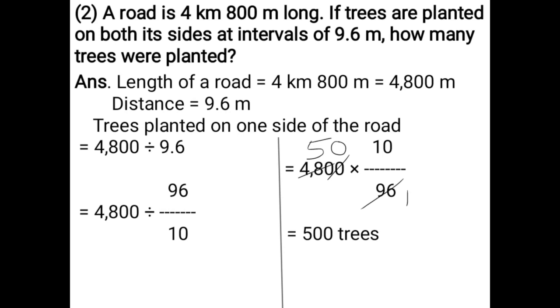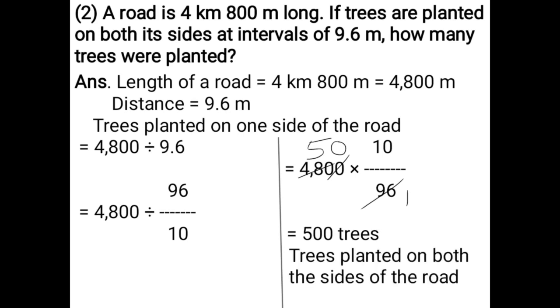You have to find trees planted on both the sides of the road. That is equal to 2 into 500. That is equal to 1000 trees. If you are finding trees planted on more than one side of the road, it becomes multiplication.